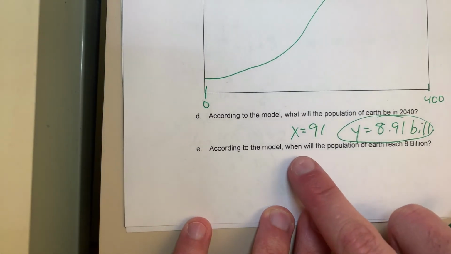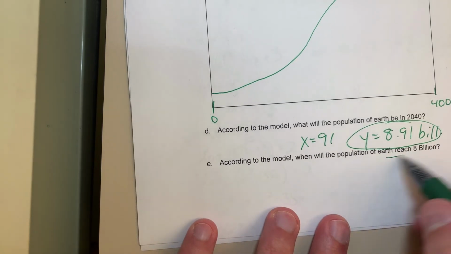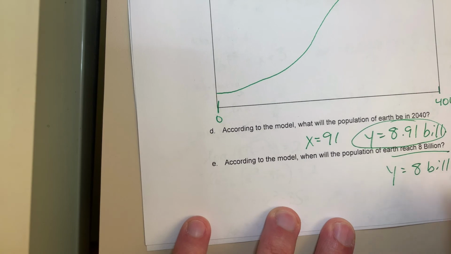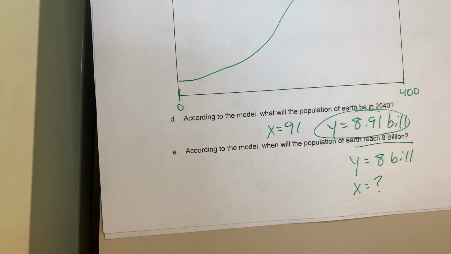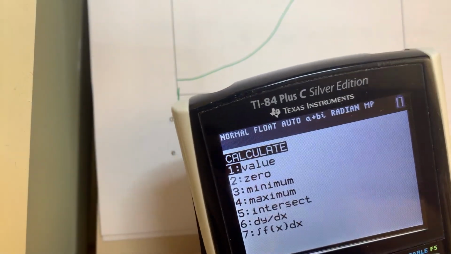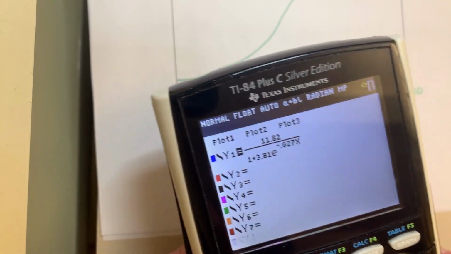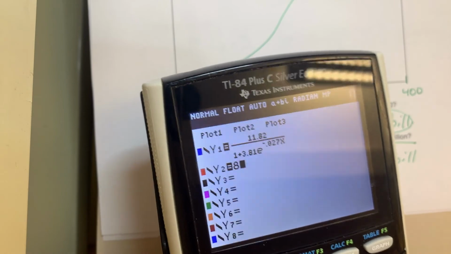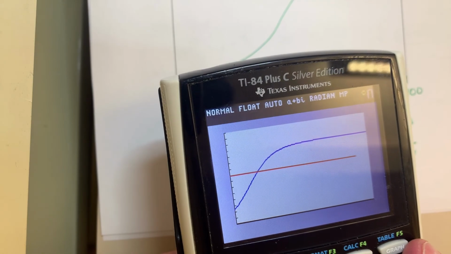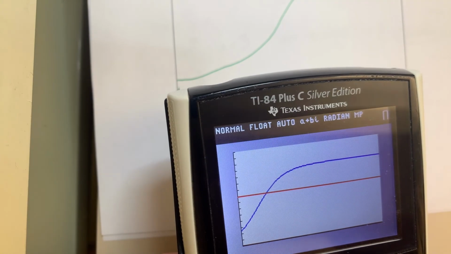It says, when will the population of Earth reach 8 billion? Okay, so again, we need to figure this out. It's giving us when y is 8 billion, what is x? So this is a little bit different. What we need to do is go into our calculator. Unfortunately there's no calc for, given a y value, finding x. So what we can do is take the y value that we know, that's 8. That's going to give us a straight horizontal line, and we can calculate that intersection point. When y is 8, what is x?